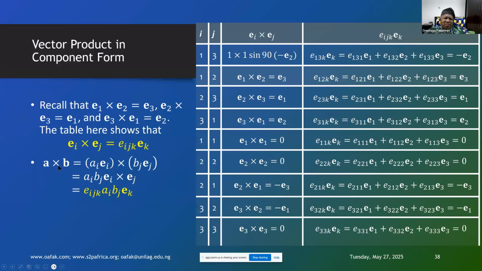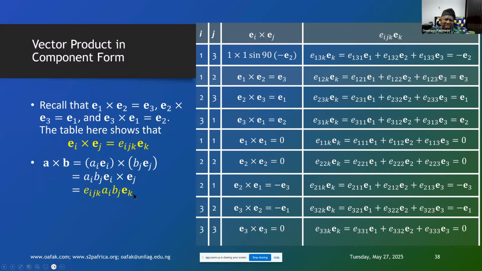So how do we get the expression for A cross B? We first of all establish that e_i cross e_j is epsilon_ijk e_k. And if that is the case, A cross B will become epsilon_ijk a_i b_j e_k.